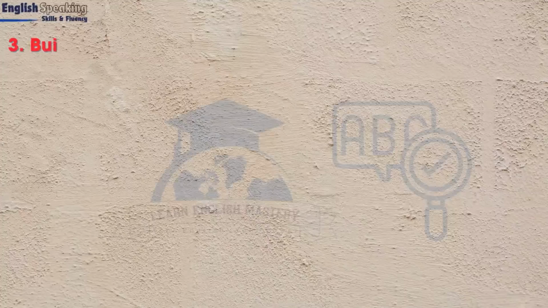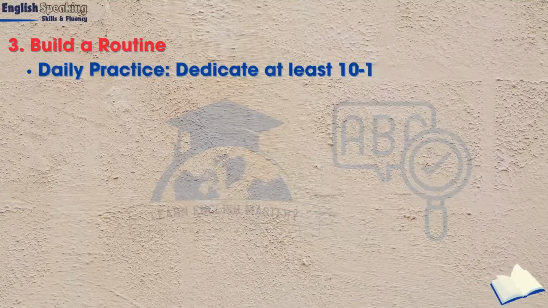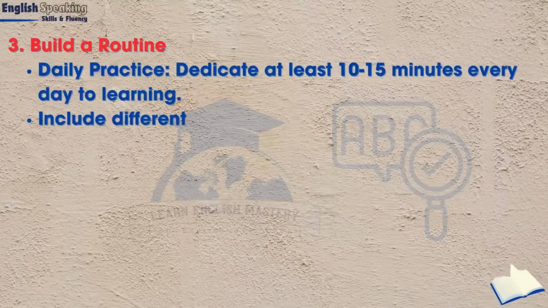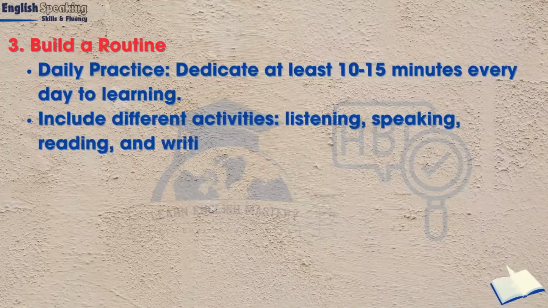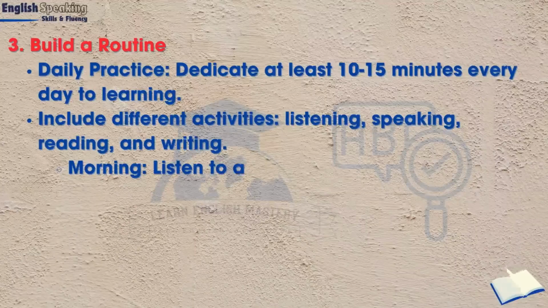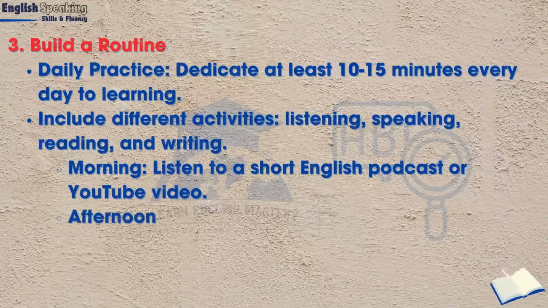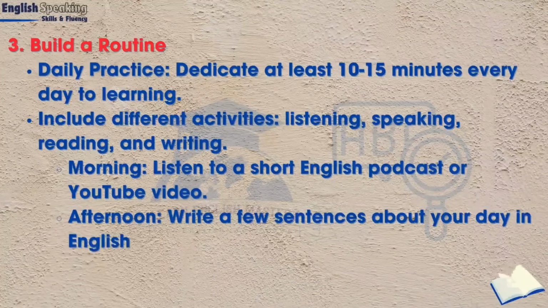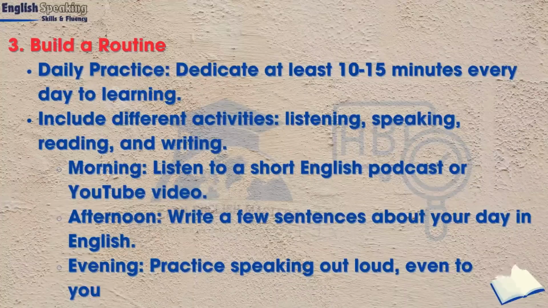3. Build a routine, daily practice. Dedicate at least 10 to 15 minutes every day to learning. Include different activities: listening, speaking, reading, and writing. Morning: listen to a short English podcast or YouTube video. Afternoon: write a few sentences about your day in English. Evening: practice speaking out loud, even to yourself.